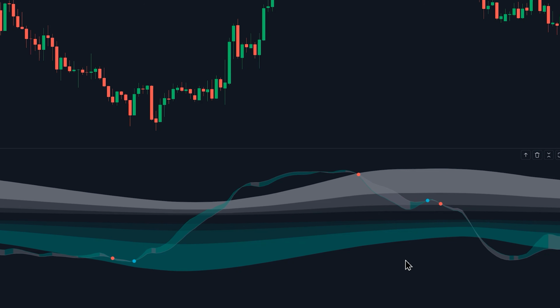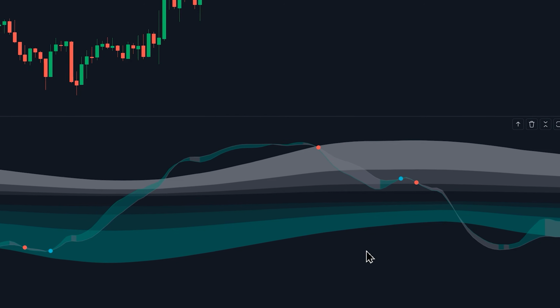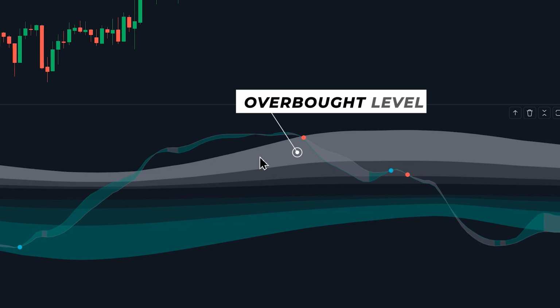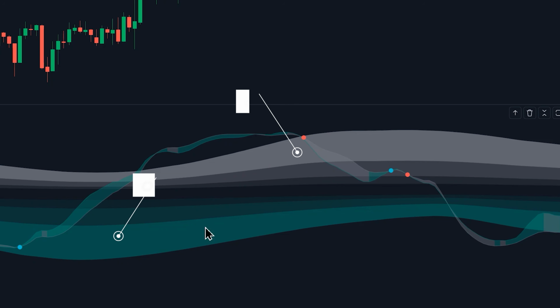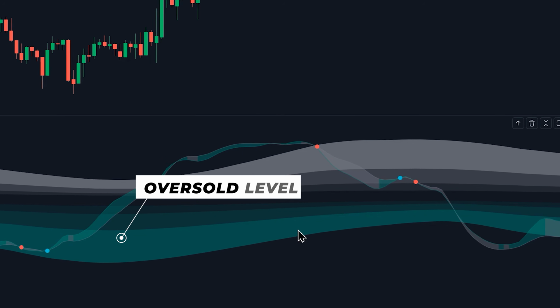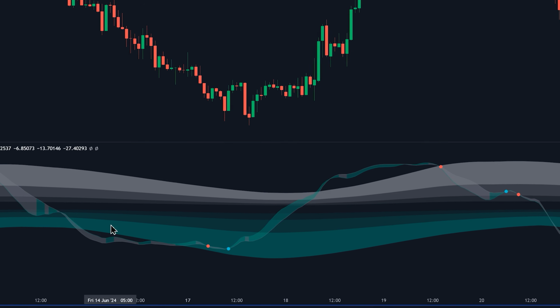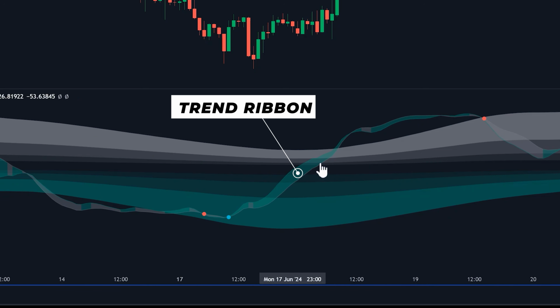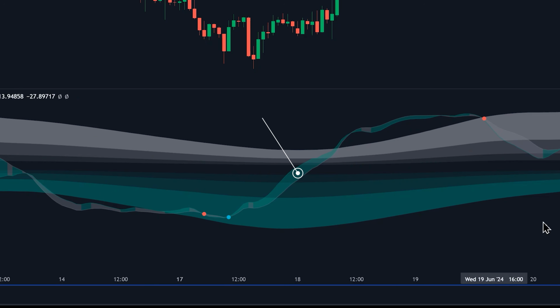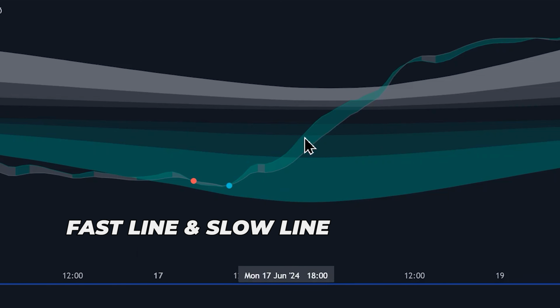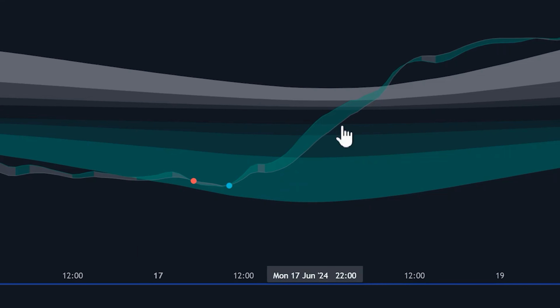Now, let's break down the different components of the Pulse Oscillator. At the top of the oscillator, you will notice an overbought level. At the bottom, there's going to be an oversold level. These levels are going to help us identify potential reversal areas in the market. Now, the main component of this indicator is going to be this trend ribbon, which is going to be visible in the middle. It's composed of 2 lines, a fast line and a slow line. These lines are going to be used to generate buy and sell signals.